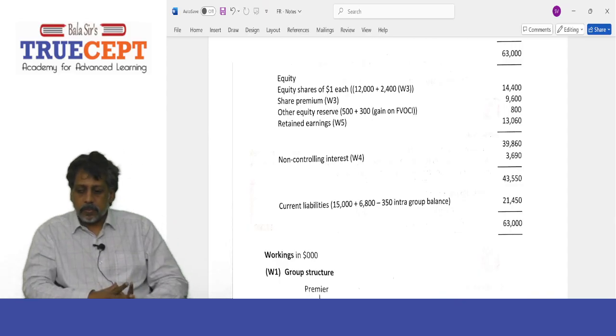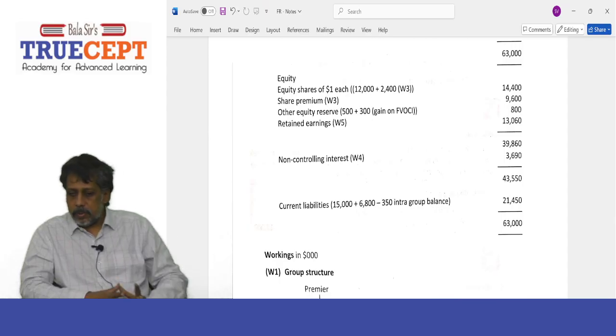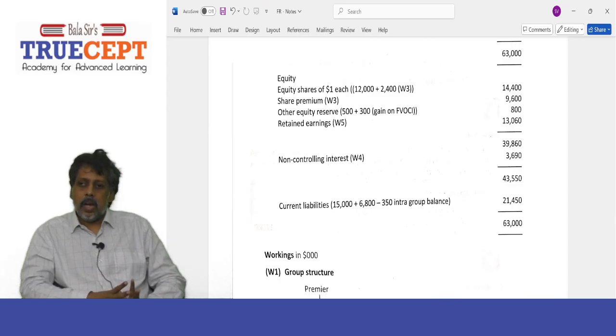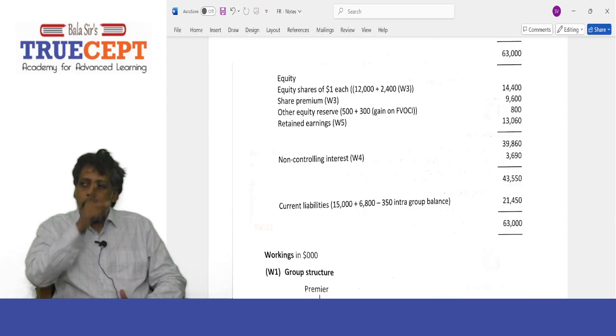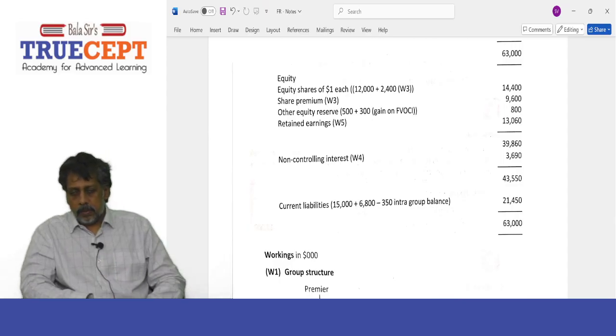Next is the non-controlling interest, 3,690. Then current liabilities: 15,000 plus 6,800 minus 350 intra-group balance. That is all. 21,450, in all 63,000. Is that clear? Yes, sir. Okay, so with that we complete the balance sheet part.